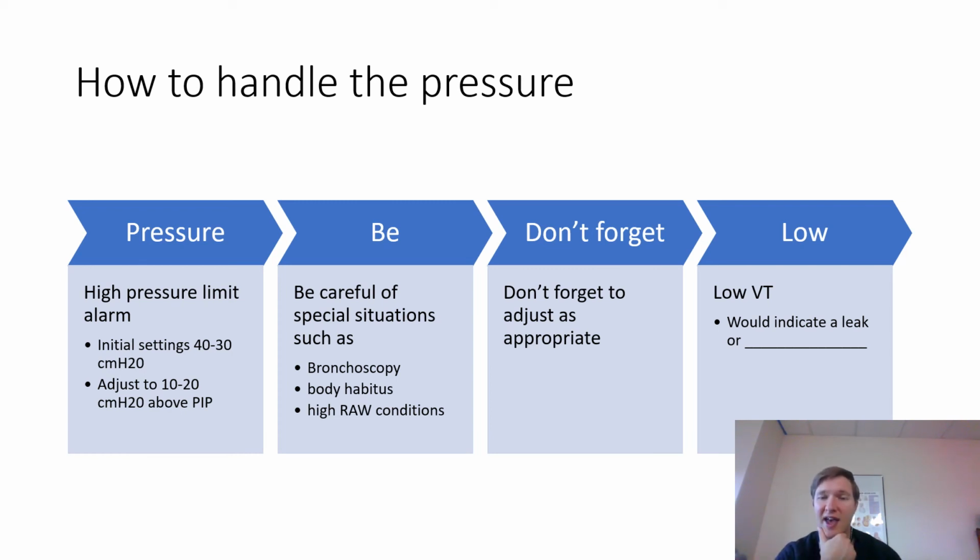Until we're able to get that bronchospasm under control with a high airway resistance condition. But don't forget to adjust as appropriate for that patient. You want to make sure the patient's safe at all times, and these alarms are your friend to help you make sure that they're safe and that you catch things early on. Low tidal volume could indicate a leak or disconnect, so make sure you hear and look for that alarm, and then try to troubleshoot that appropriately.